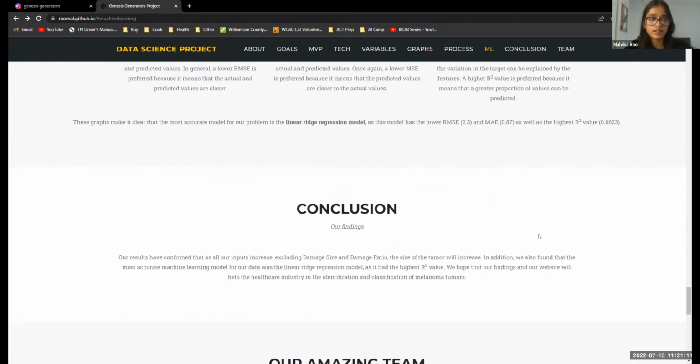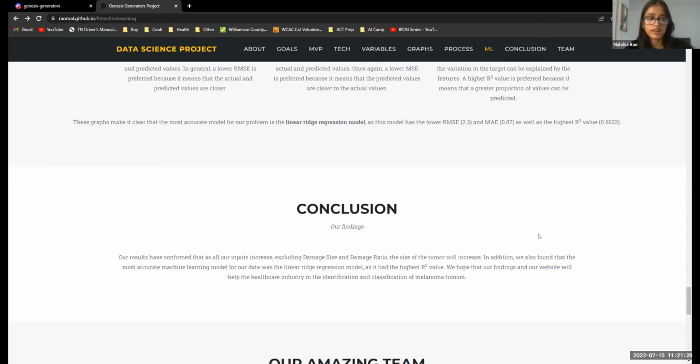In conclusion, we found that most of our features, excluding damage size and damage ratio, have a positive correlation with tumor size. We also found that the most accurate machine learning model for our data was the linear ridge regression model. We hope our findings will help the healthcare industry in the identification and classification of melanoma tumors.